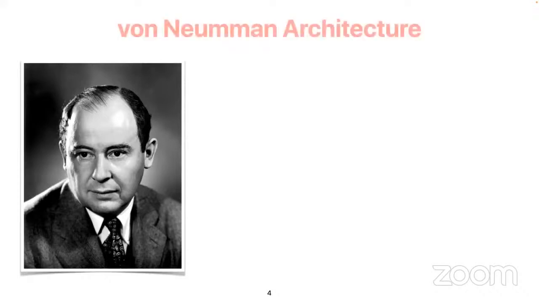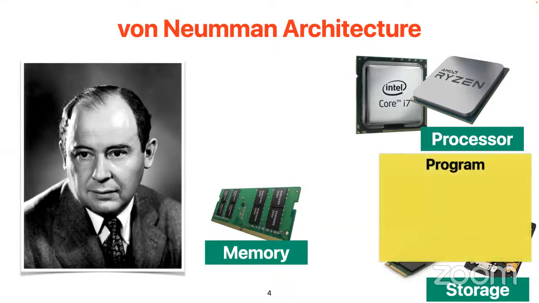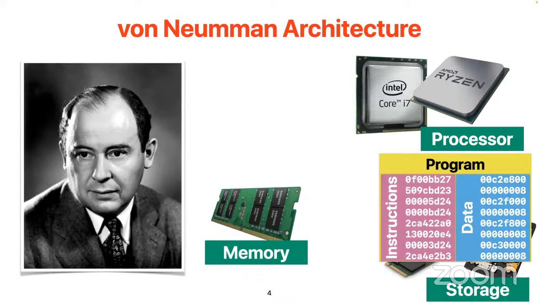So what's the ultimate big picture of computer architecture? It's actually this: the von Neumann architecture. A lot of stuff that we have learned in this quarter totally depends on this von Neumann architecture: processor, memory, storage. Most of the stuff you learn in this class depends on this very basic big picture.